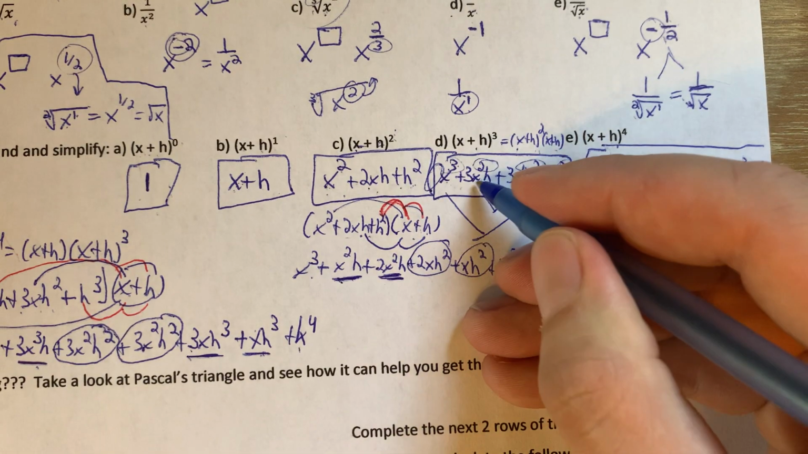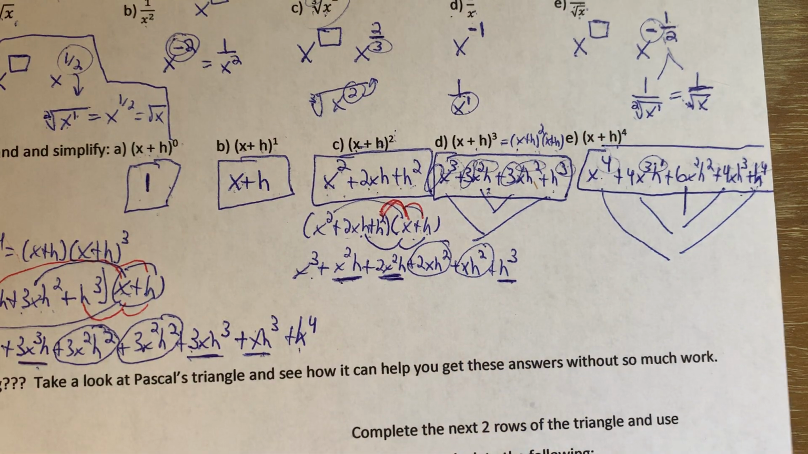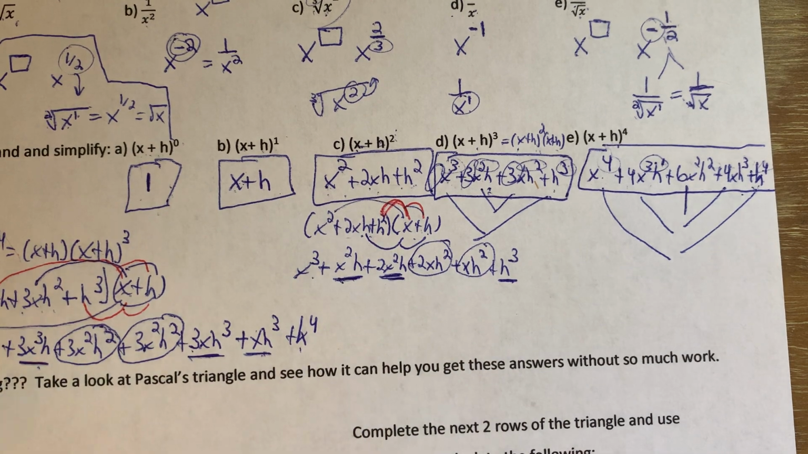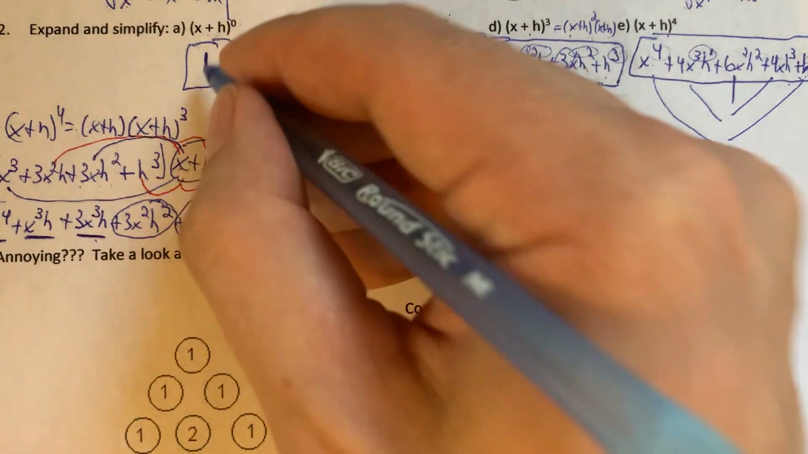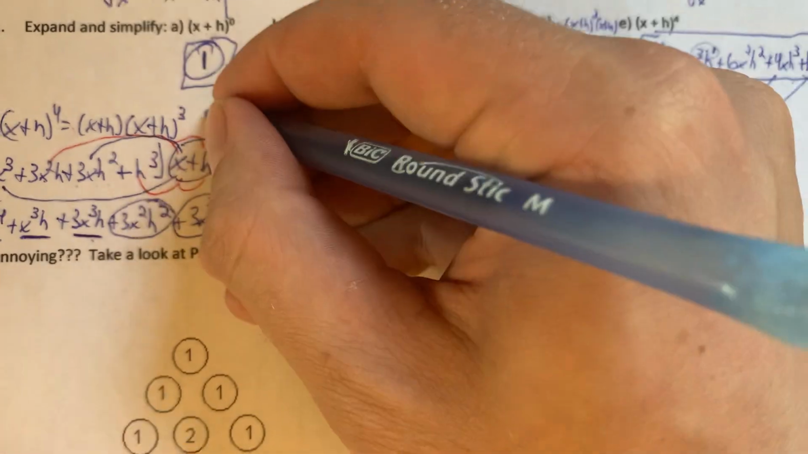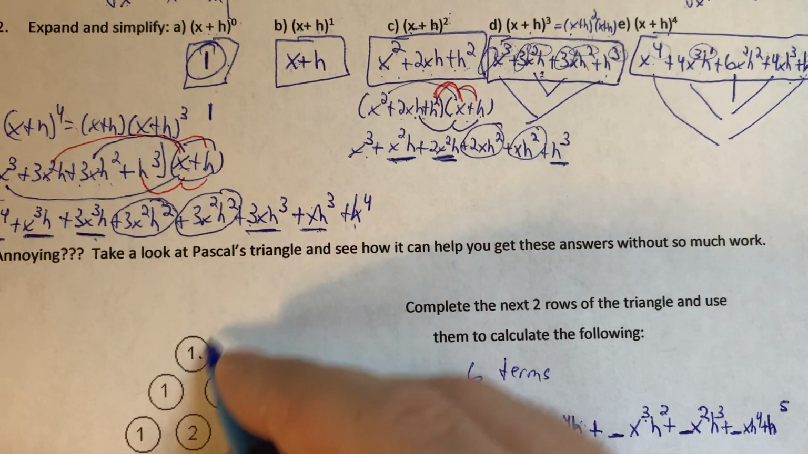The coefficients are the numbers in front of the variables telling you how many of that term there is. And there's a pattern there as well, and we can see it by making what's called Pascal's triangle. If we take the coefficient here, this was a 1. We're going to put that at the top of Pascal's triangle.